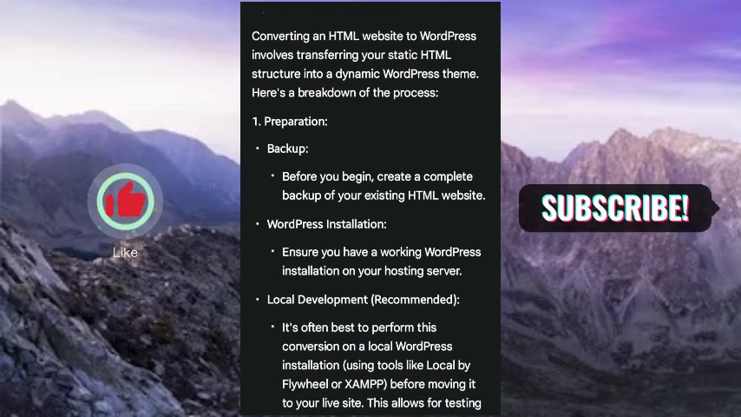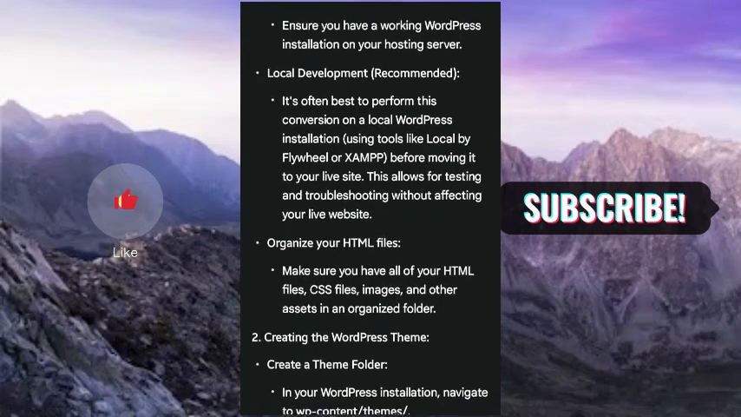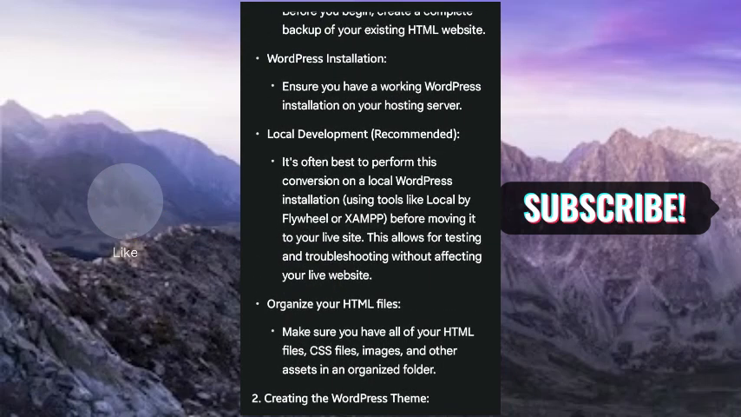Step 1. Preparation. Before you begin, create a complete backup of your existing HTML website. Next, ensure you have a working WordPress installation on your hosting server. It's often best to perform this conversion on a local WordPress installation using tools like Local by Flywheel or XAMPP before moving it to your live site. This allows for testing and troubleshooting without affecting your live website.